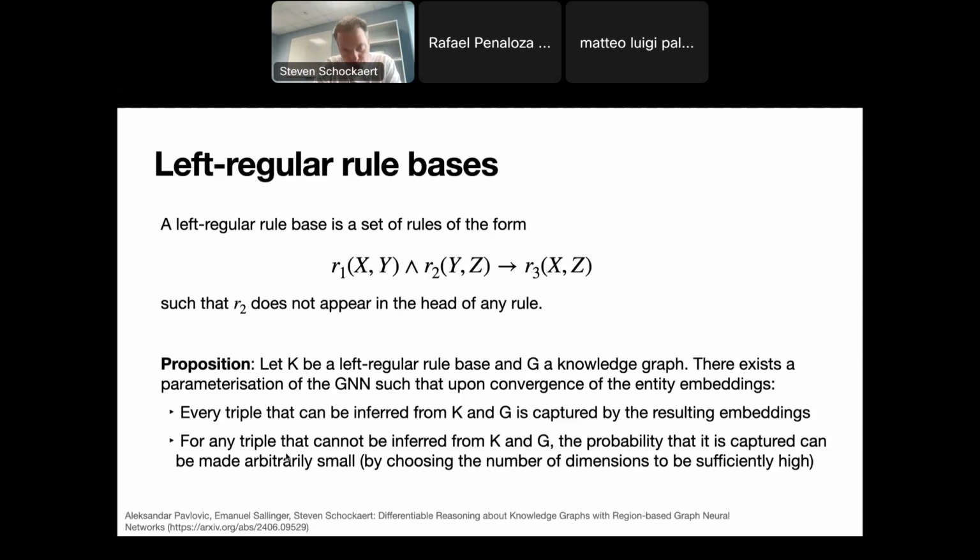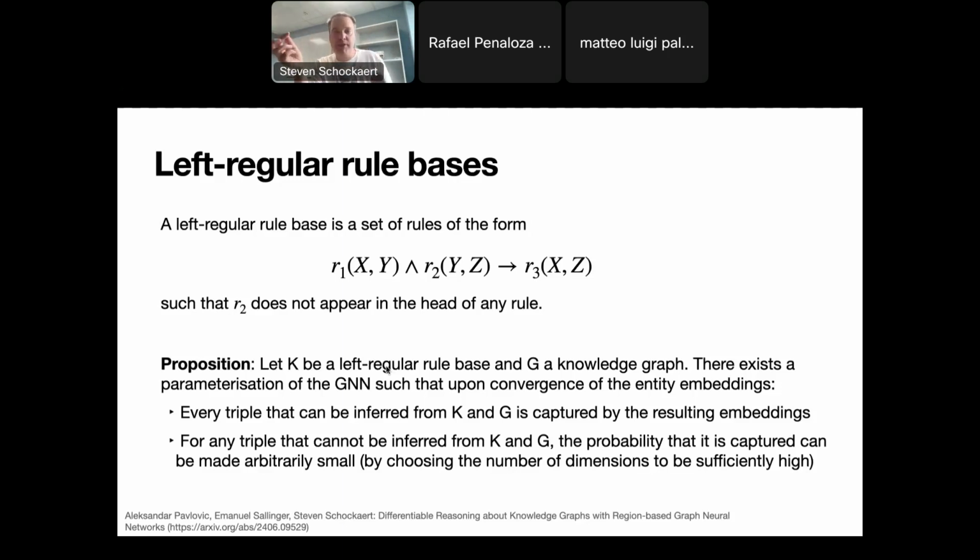So if you have a left regular rule base, then we can find the GNN such that if you use the GNN to convergence, we end up with entity embeddings such that every triple that can be inferred from the rules will be satisfied in the embedding model. And every triple that is satisfied can be inferred with high probability, arbitrarily high probability. Now, why with arbitrarily high probability? That's because we start with randomly initialized entity embeddings. If you have randomly initialized embeddings, then there's always a chance that you initialize them such that a relationship is satisfied that shouldn't be satisfied.